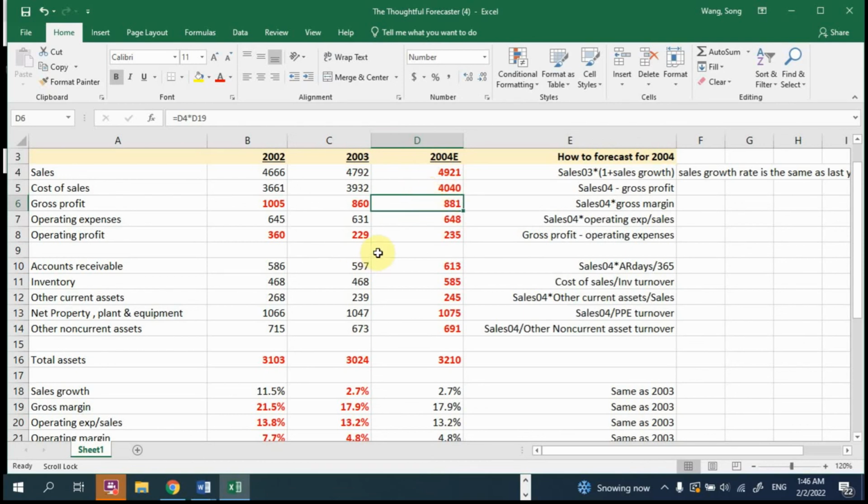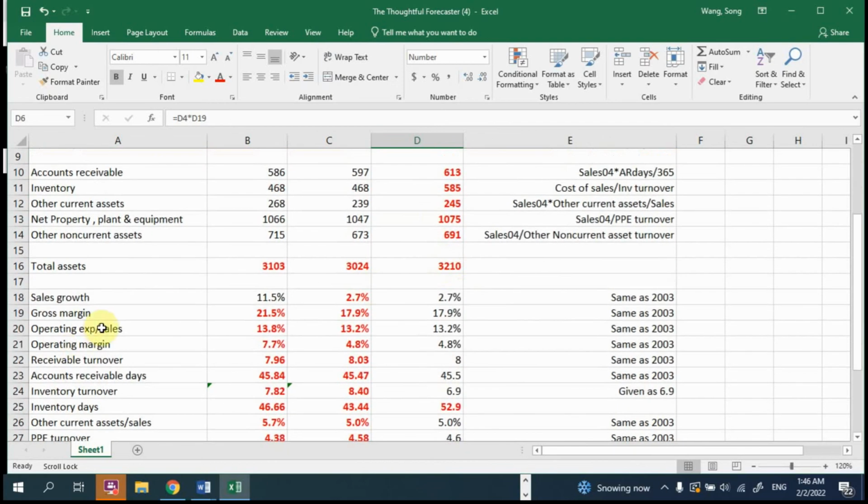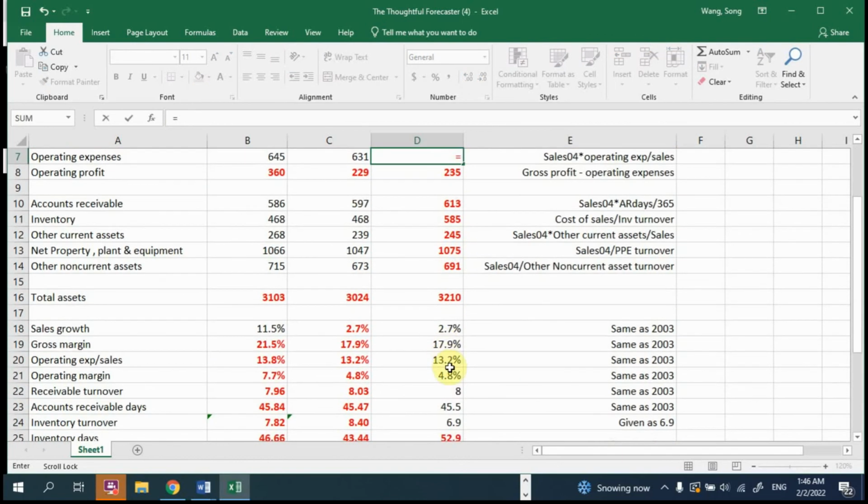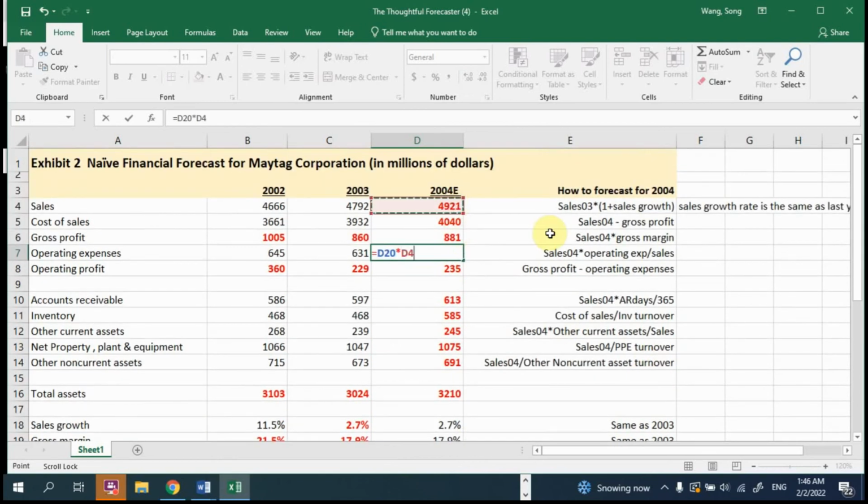All right, for operating expenses, you will see that the ratio of operating expenses to sales is the same as last year. So following the same rule, we're going to use the same ratio in the pro forma year. I'm going to use this ratio multiplied by the sales in this pro forma year. Okay, this is how we do it.